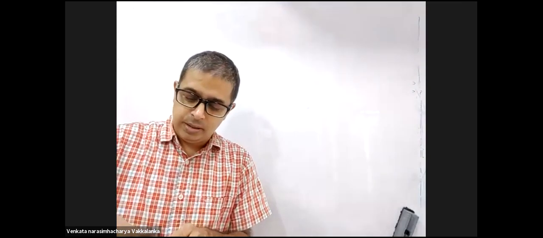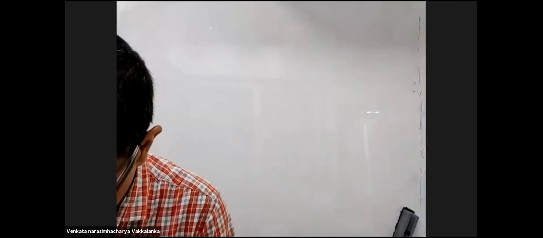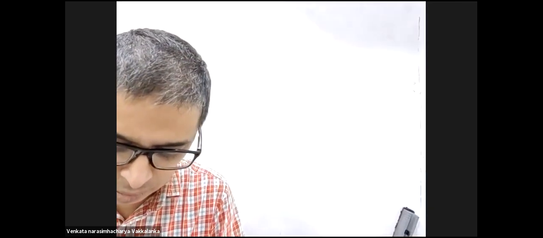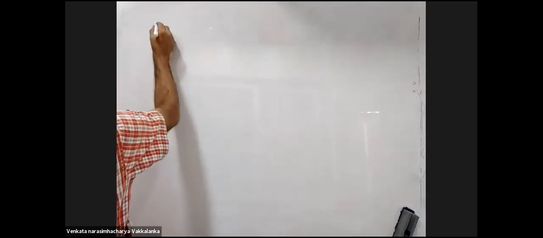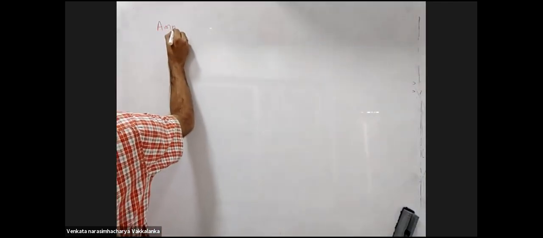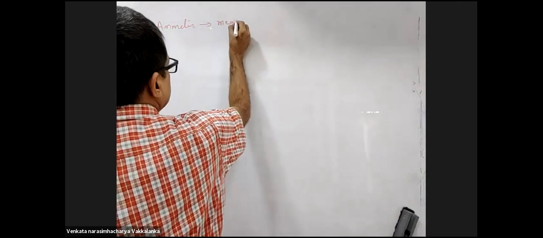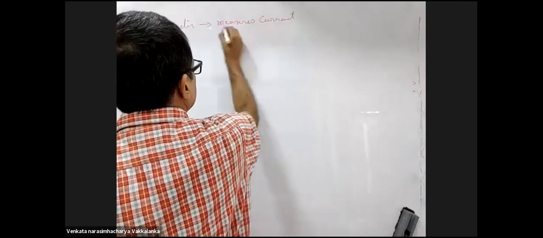Now listen. This is the transition into the experimental part of current electricity. What is an ammeter? It measures current. Ammeter measures current, right?